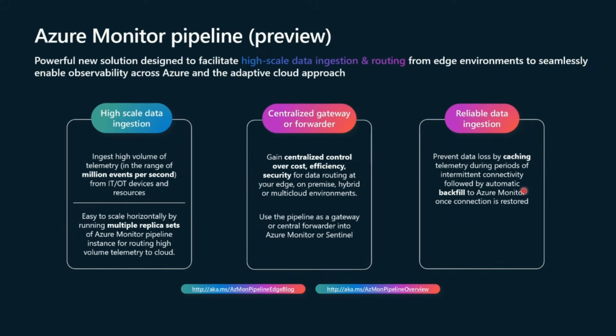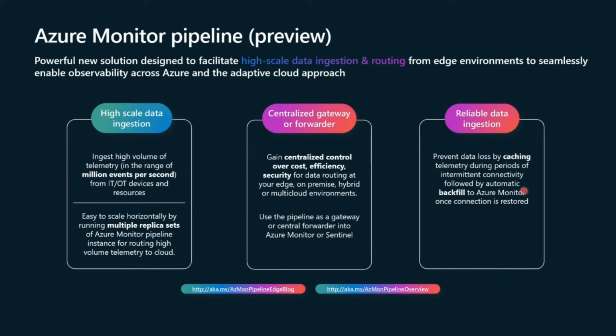Thanks, Javier. So Azure Monitor Pipeline is our solution to facilitate high-scale data ingestion and routing from edge environments to enable observability across cloud, edge, and multi-cloud. It also leverages OpenTelemetry Collector at its very foundations. There are three main scenarios that help you use this Azure Monitor Pipeline. The first one is the high-scale data ingestion scenario. So if you have any resources that emit high volumes of data and need to be routed to Azure Monitor, this can ingest high-scale data in the range of millions of events per second without patching additional tools for scaling.